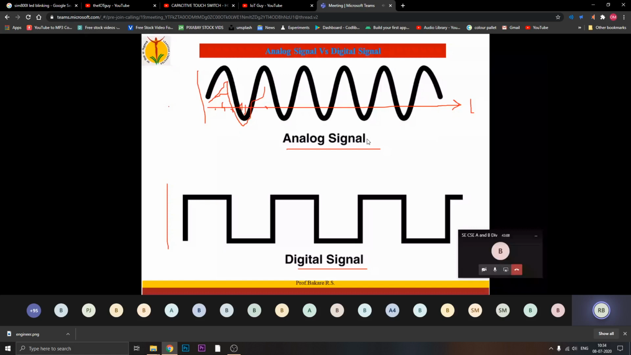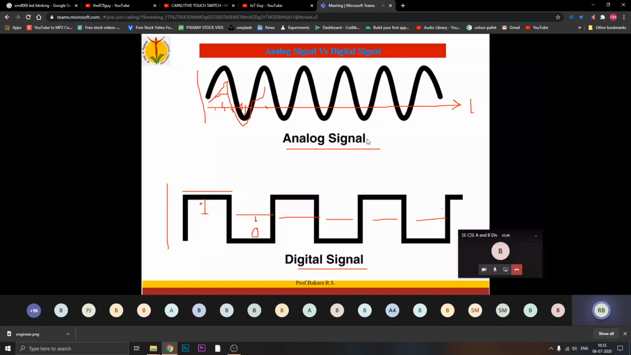But in the case of a digital signal, it has a discrete value, either 1 or 0. It has a constant value for a particular time interval. For this time interval, the value of the digital signal is continuously 1. At this time interval, the value is continuously 0. Again it is 1, 0, 1, 0 for a specific time interval delta t.